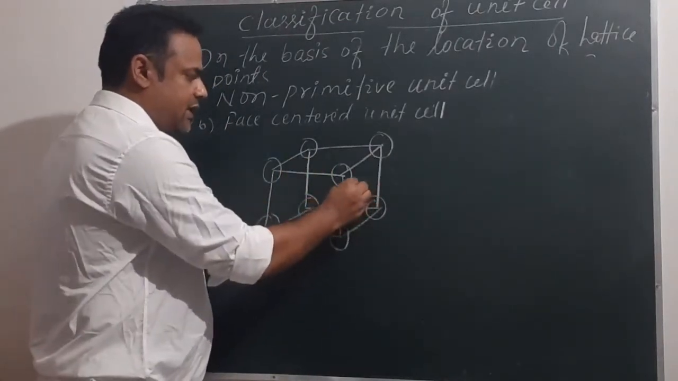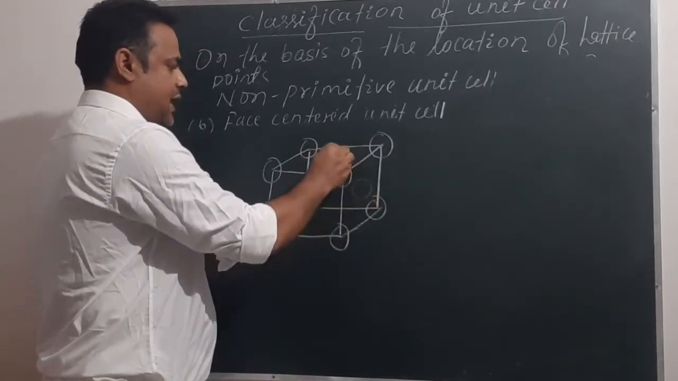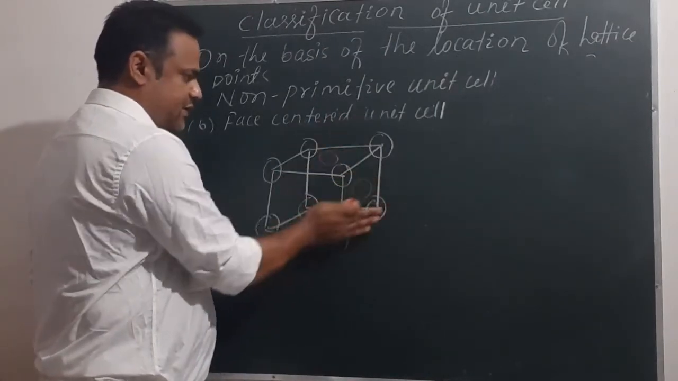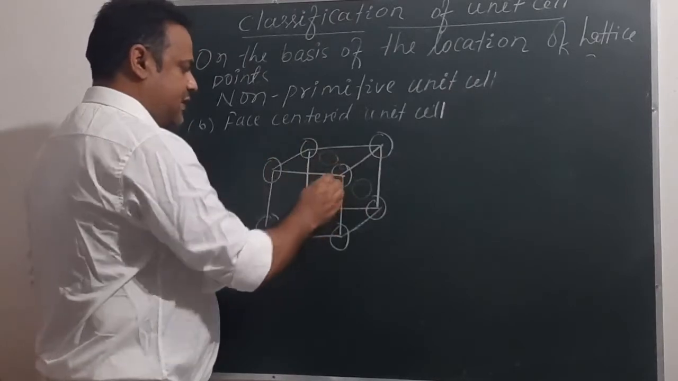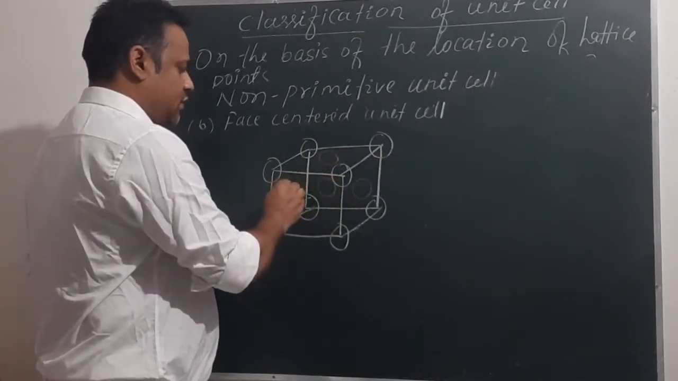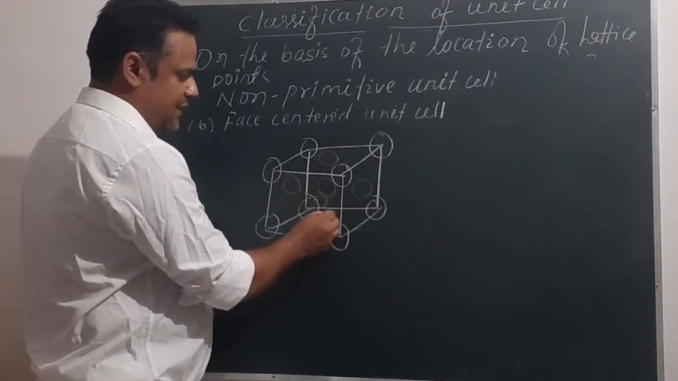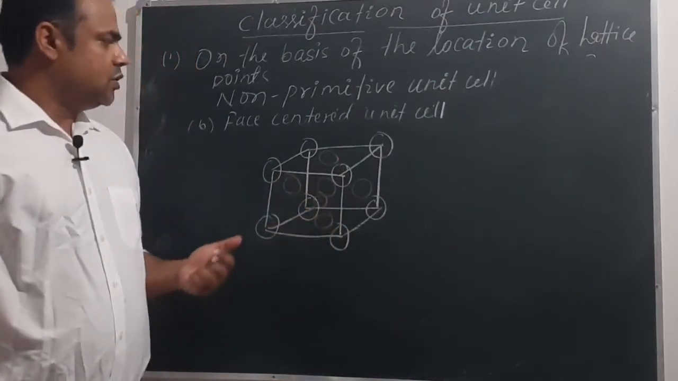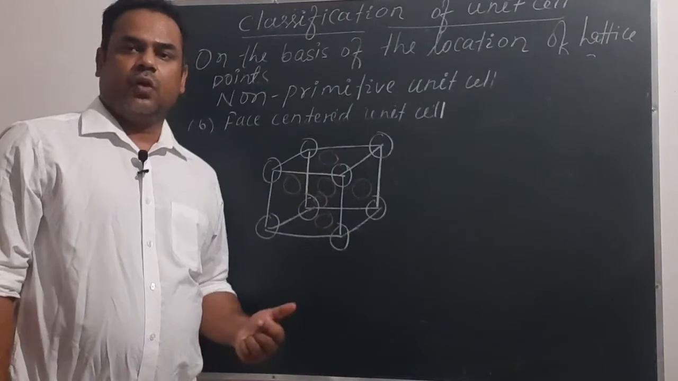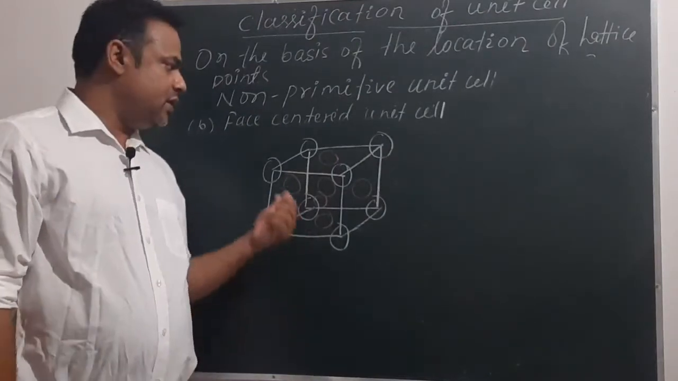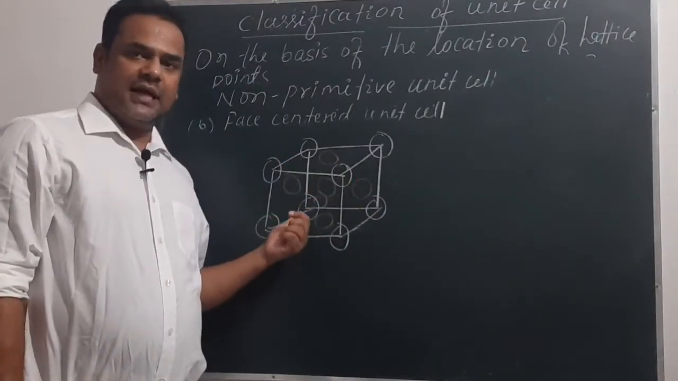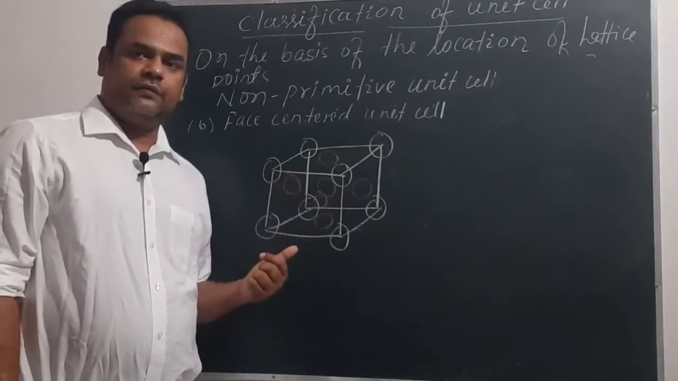Faces of the unit cell: here is one, another, first face, this face, second face, then this one third face, fourth face, then this face, fifth face, and this one sixth face. So constituent particles in case of non-primitive unit cells are present at the 8 corners as well as on the 6 faces of the unit cell.